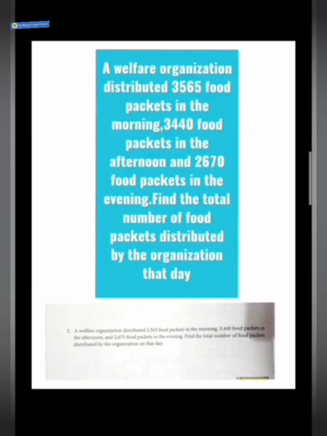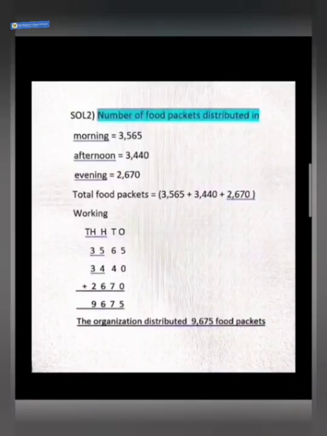Let's read question number 2 of the worksheet. A welfare organization distributed 3,565 food packets in the morning, 3,440 food packets in the afternoon, and 2,670 food packets in the evening. Find the total number of food packets distributed by the organization on that day. Let's see solution number 2.